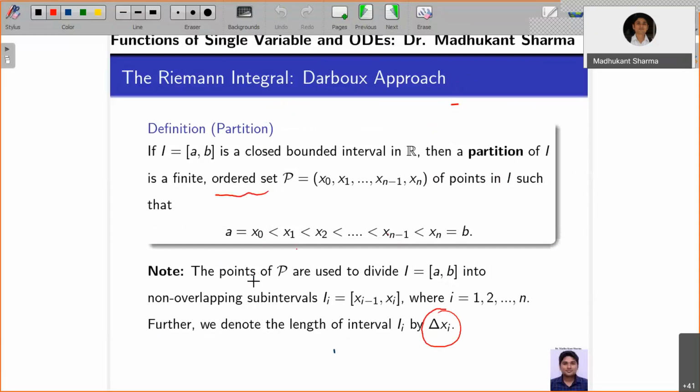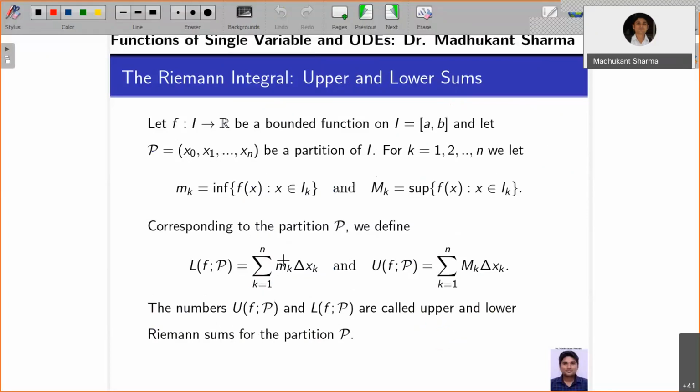Now, we are going to work with a finite sum, and then we are going to take the limiting value. And we are going to work with the tag points. So let's first assume that f is a bounded function on I. It may be continuous, it may be discontinuous, we don't know. So let f be a bounded function on the closed interval I, and let P be a partition of I.